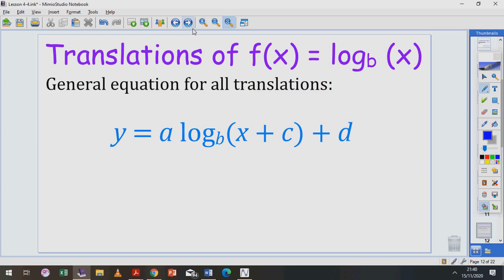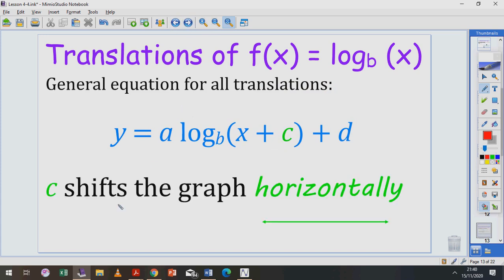So translations to these functions. We've talked about how this value c and this value d lead to transformations in graphs of polynomial functions, linear functions, exponential functions, and it's the same idea that we're following here.